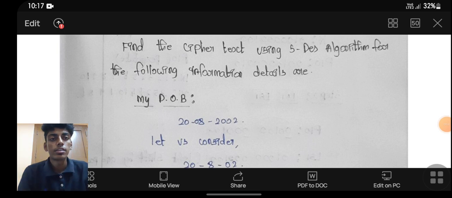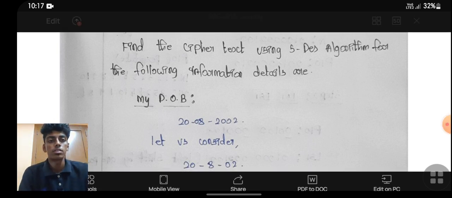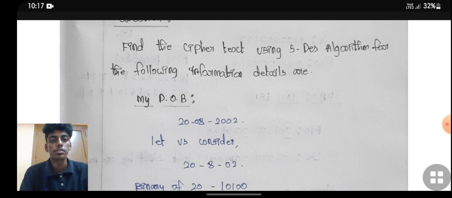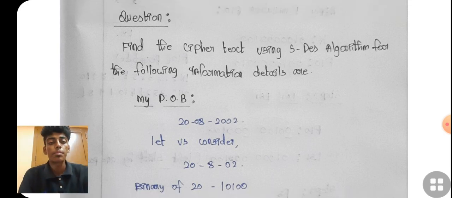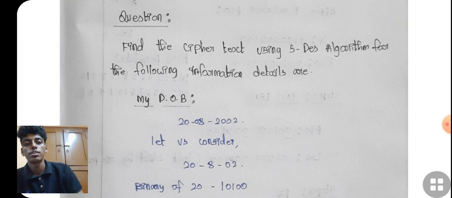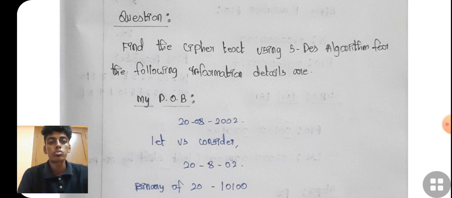Let's see the example of the SDES algorithm. Find the ciphertext using the SDES algorithm for the following information. I can choose my date of birth, 28/2002. In this date of birth we can take plain text and key.